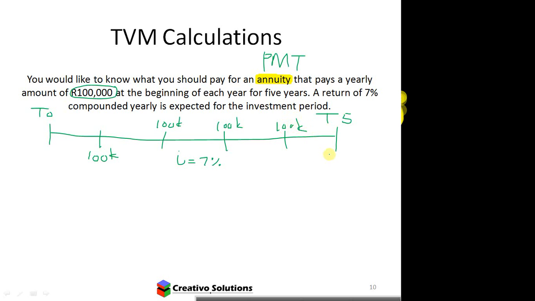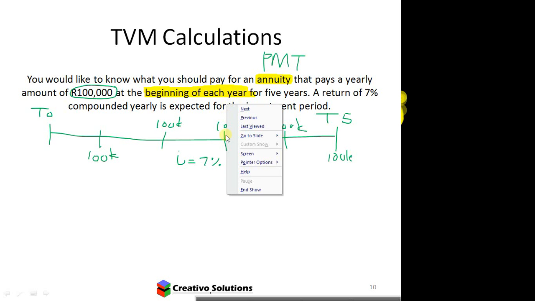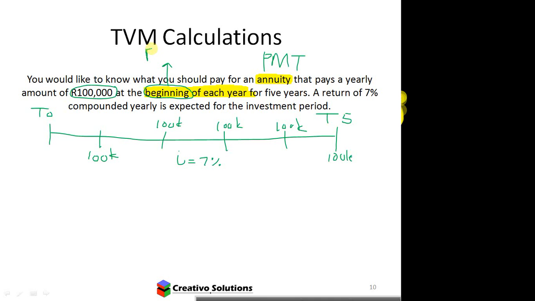Okay, you'll have 100,000 all the way right up until the end. How many payments do I have? 5. Right, something else that should stand out is this: beginning of each year. Remember earlier I said it doesn't matter if you've got beginning or end mode. It doesn't change the question. Here, you were given this, beginning of each year. So what mode must I use on the calculator? I need to use the begin mode.